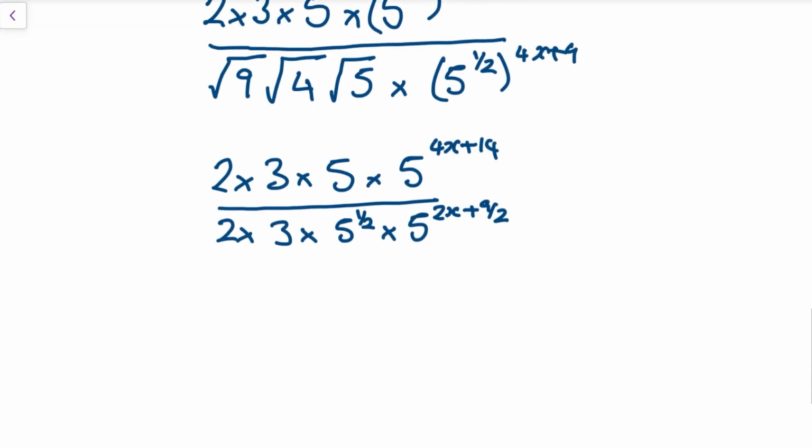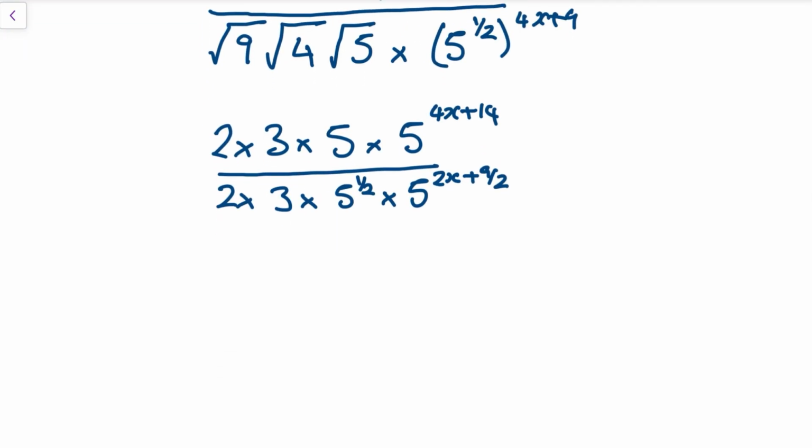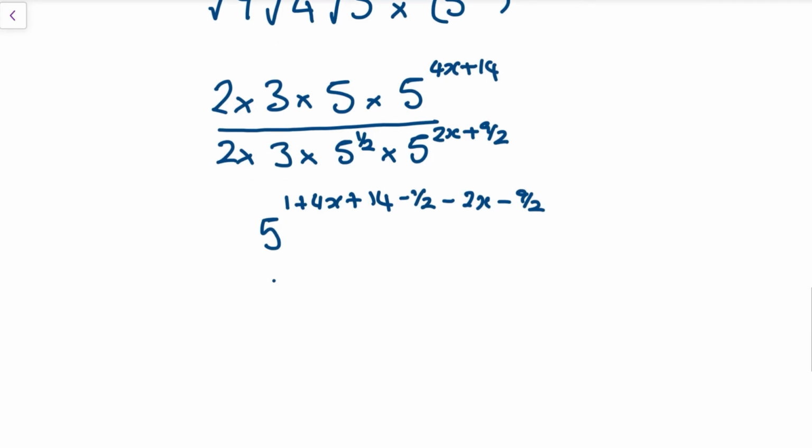Now again, let's zoom in slightly so you can see where I'm going. I'd be careful just crossing things out, because if you cross too many things out, it's really hard to see what you've done. And I would say it's pretty obvious the 2s and 3s go. So I'm just going to write the next line out carefully. I'm basically going to ignore the 2s and the 3s because they cancel. And then I've got 5 to the power of 1 plus 4x plus 14. I'm dividing, so I'll take away. I'm going to take away a half, I'm going to take away 2x, I'm going to take away 9 over 2. And let's just try and see if we can sort this whole thing out.